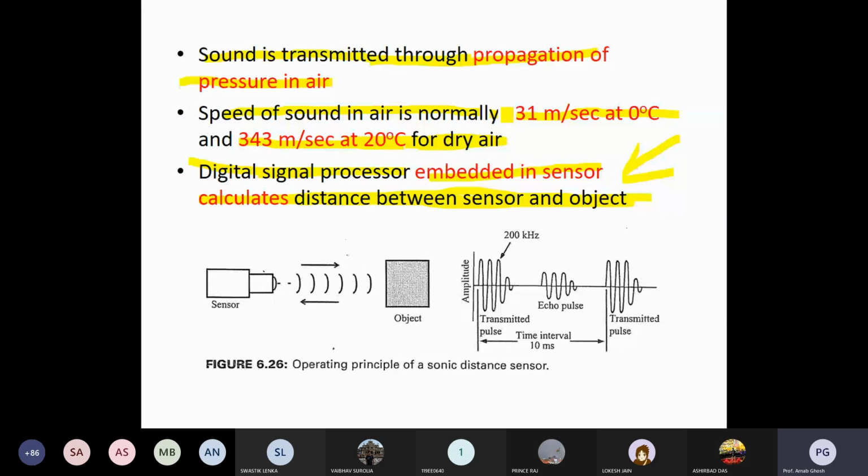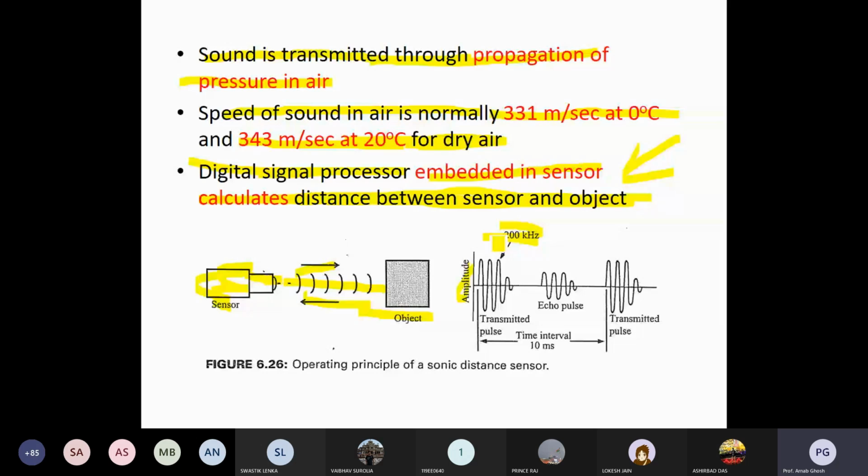That processor will calculate the rest of it: how far the object is, and how much time it takes. So here you can see the sensor is there and the object is also there. The sensor provides a sound wave, it goes out and comes back. Here you can see the frequency is around 200 kilohertz, and the echo pulse is transmitted, with a time interval of almost 10 milliseconds. So the distance is calculated. This is the operating principle of the sonic distance sensor.